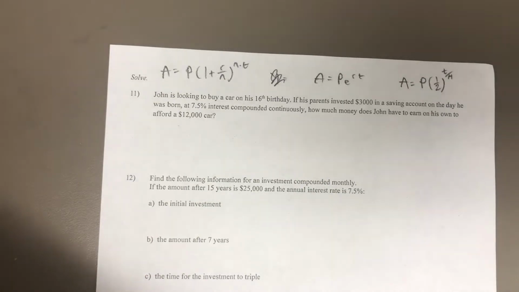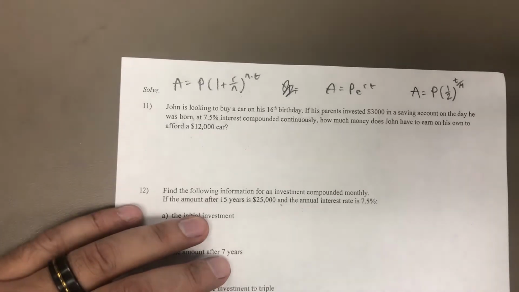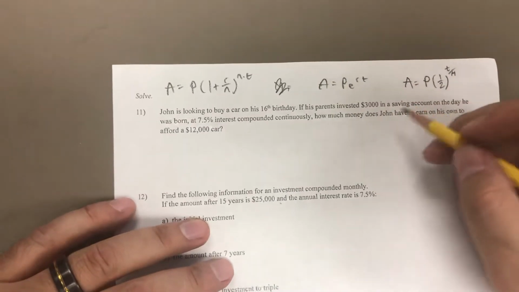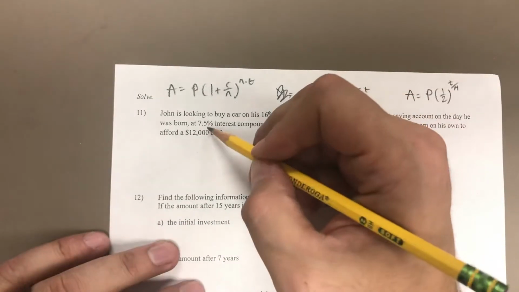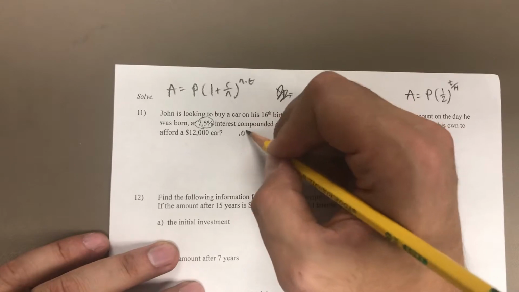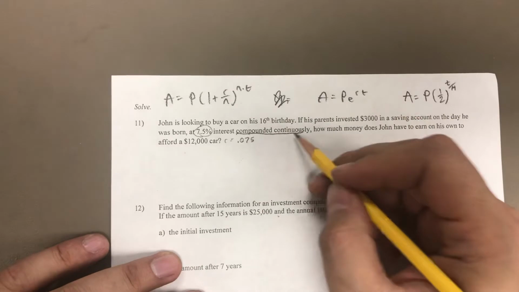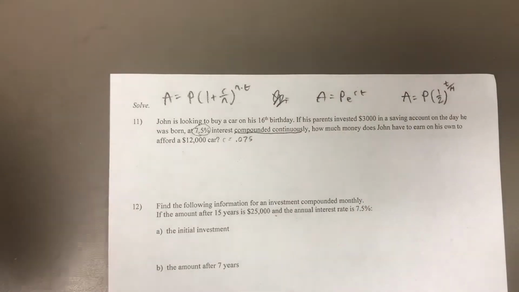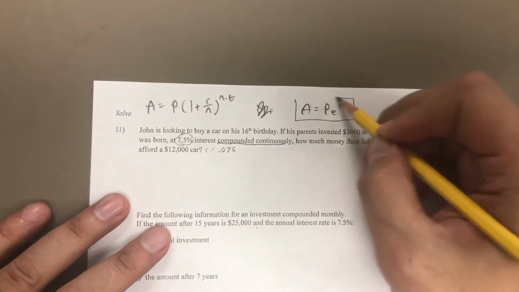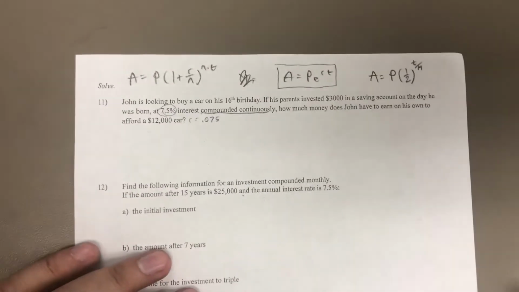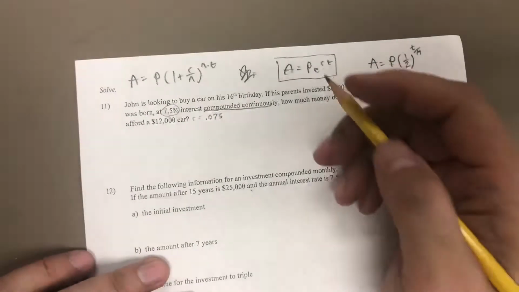All right, so let's start off with the first problem, number 11. John is looking to buy a car on his 16th birthday. If his parents invested $3,000, so that's how much he started off with, in his savings account on the day he was born, so now he's 16, so that's been 16 years, at 7.5%, which is the same as 0.075 for our R. Now it's compounded continuously. That's what I was looking for. When it's compounded continuously or any type of continuous growth like population growth, we would want to use the PERT formula, the compound continuously formula, to solve. So we're going to use that pretty regularly in most contexts.